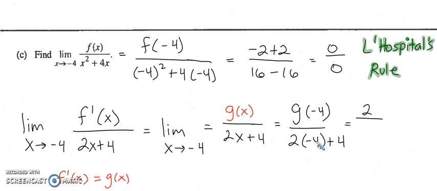That's -8. -8 plus 4 is 4. So positive 2 over 4. Oh, that's -4 actually. So -8 plus 4 is -4. So we get our answer of -1/2. That's the final answer.